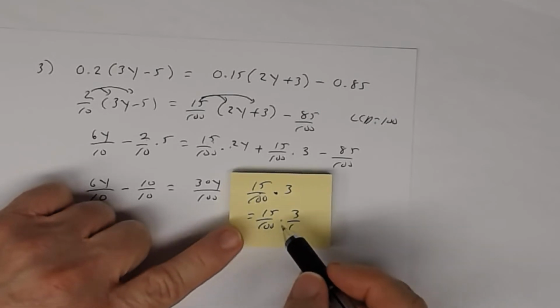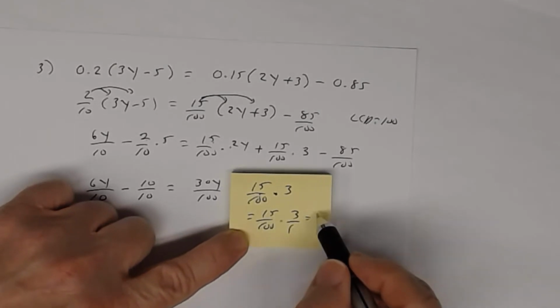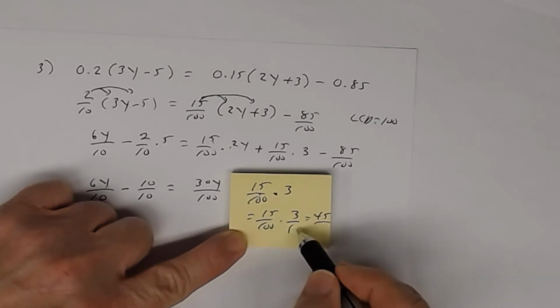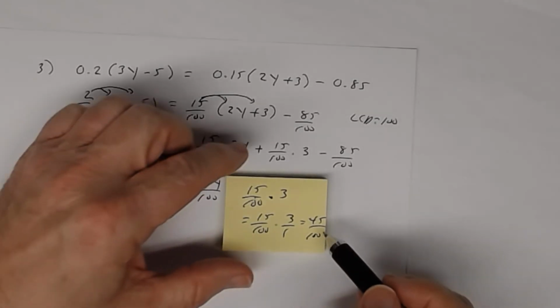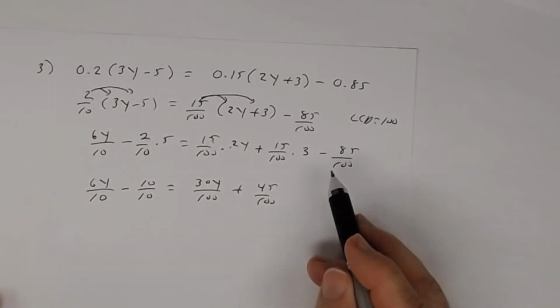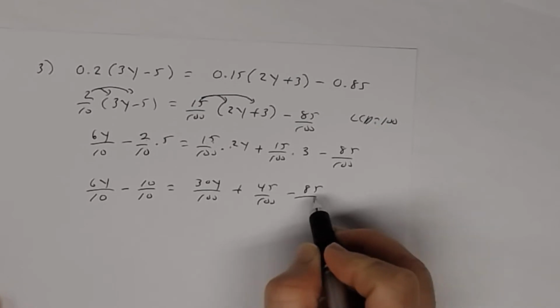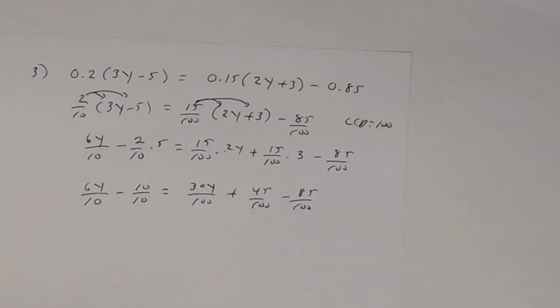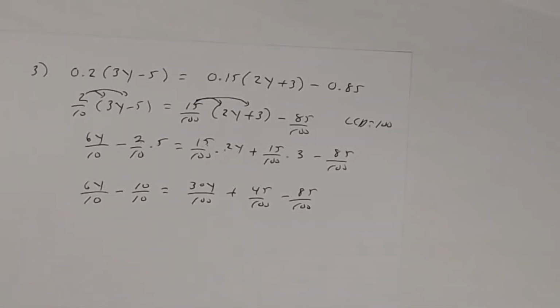Because I can write 3 over 1. So 15 times 3 is 45, and then 100 times 1 is 100. So that's what we see here, okay? And then minus 85 over 100. All right, now at this point, this is what I would do.